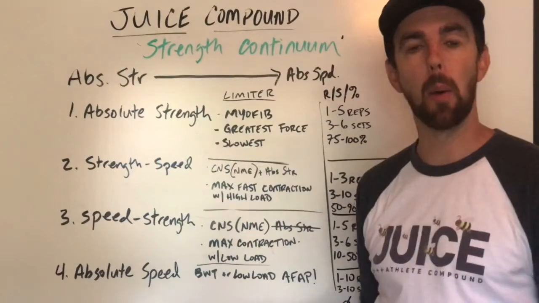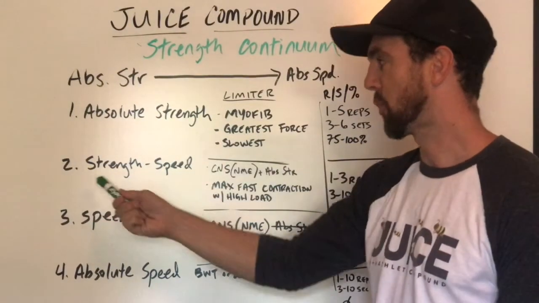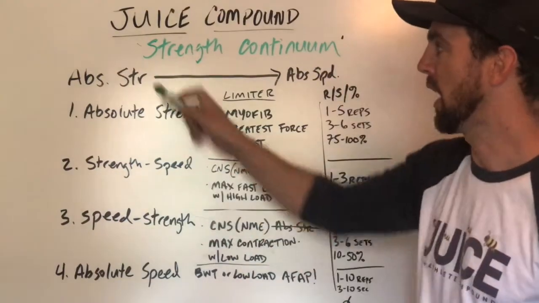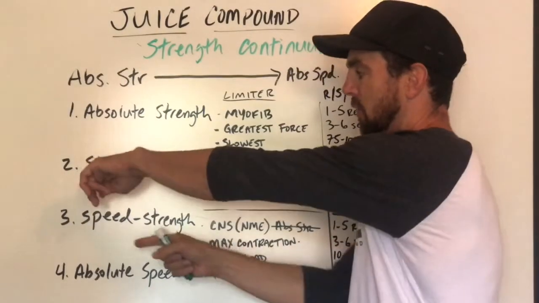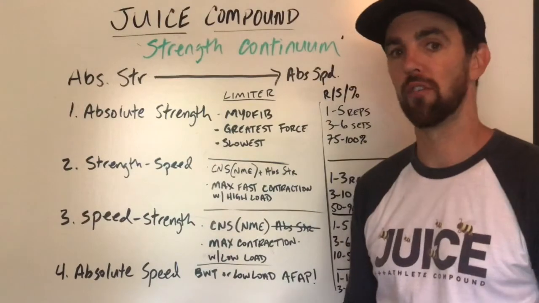The four main marking points we have to divide these up are absolute strength, strength speed, speed strength, and then absolute speed. So you see how we start here, absolute strength, into absolute speed, strength speed and speed strength end up switching. And these two are kind of similar. We'll get into how those are different.